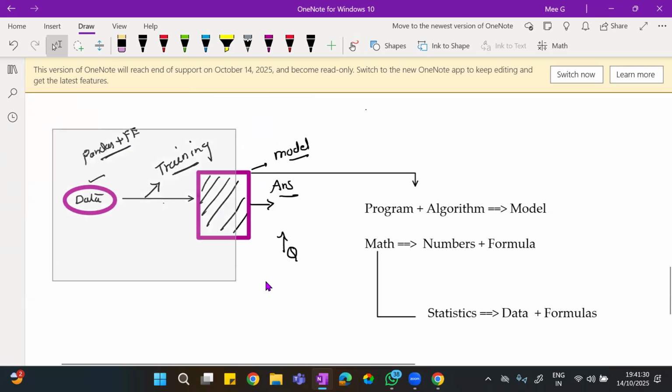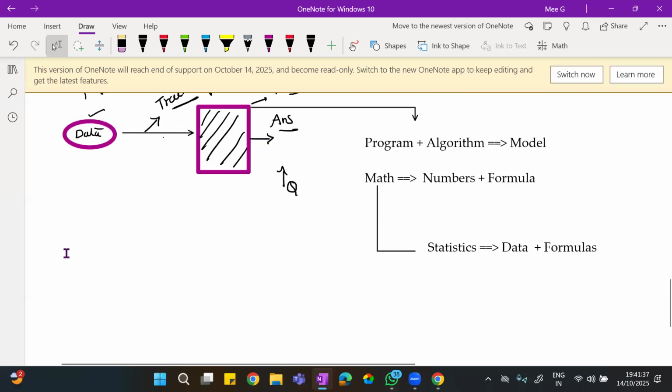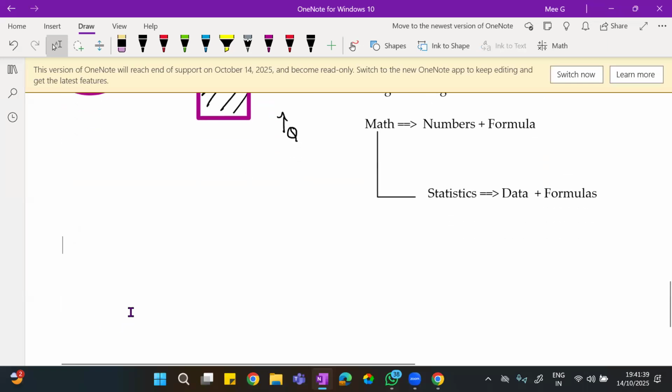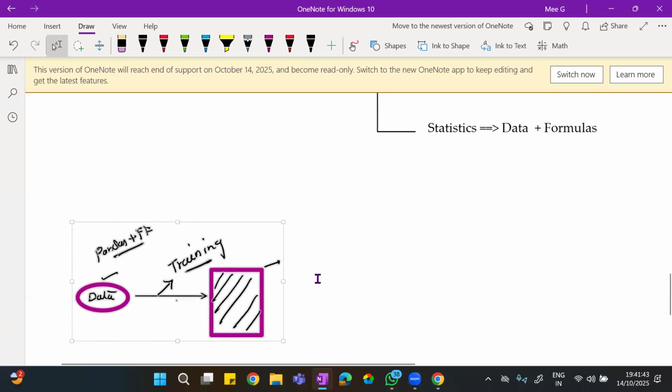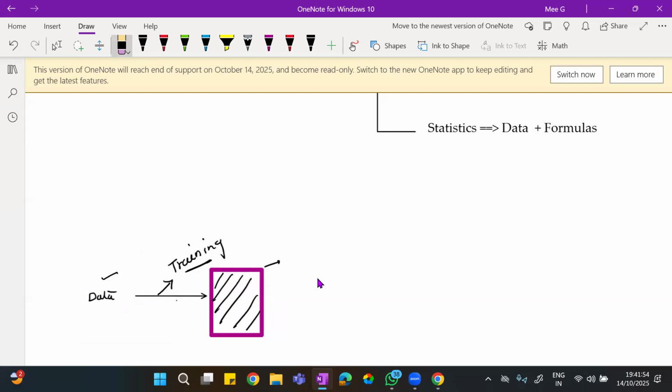Now let's see this. I'm taking the same thing over here that we just copied. Let's go a bit deeper into this. If we are giving this data, for example, this data is about cancer patients.